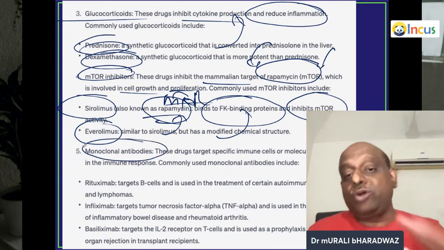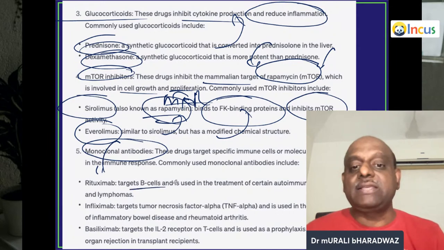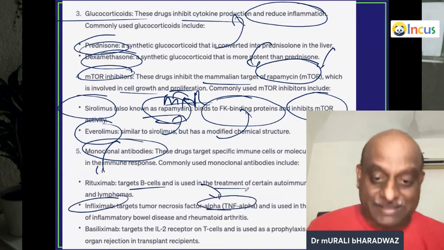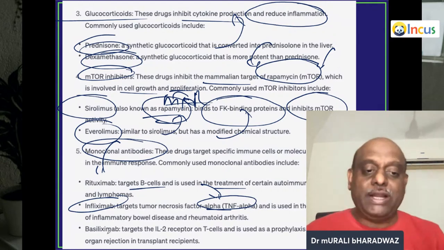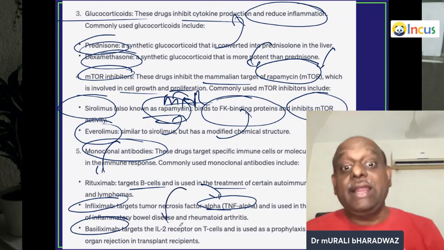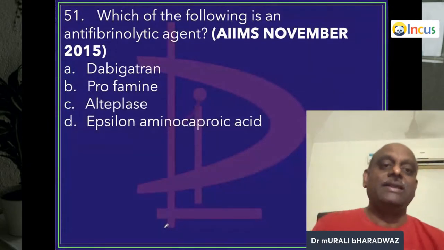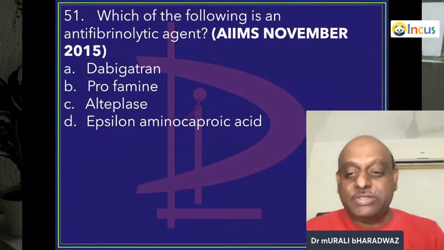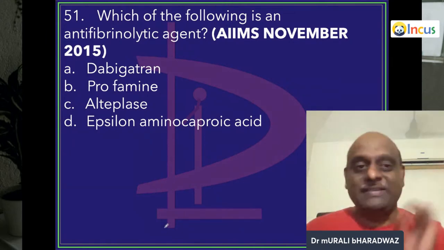Some monoclonal antibodies are used as immunosuppressants. Rituximab targets B cells and is used in treatment of certain lymphomas. Infliximab targets tumor necrosis factor alpha and is used in inflammatory bowel disease and rheumatoid arthritis. Basiliximab targets the IL-2 receptor on T cells and is used in prophylaxis of organ rejection. So these are the immunosuppressants. You need to be very sure when you go for tomorrow's exam, doctor.